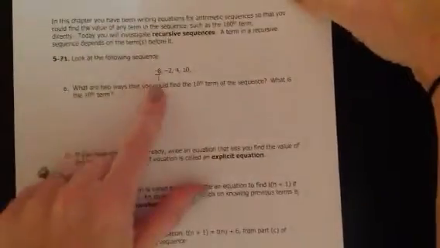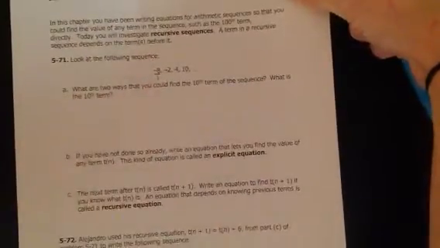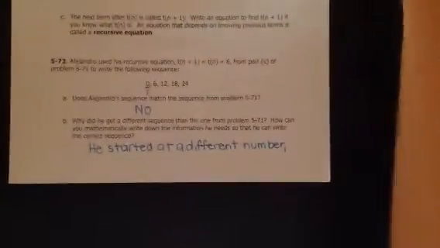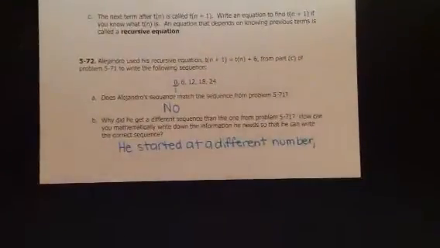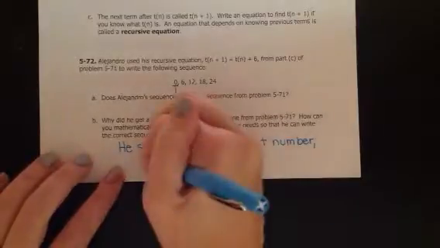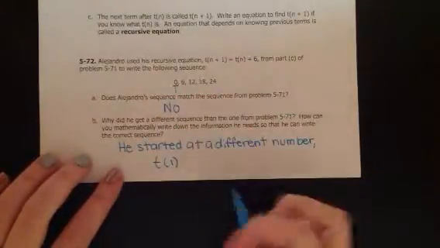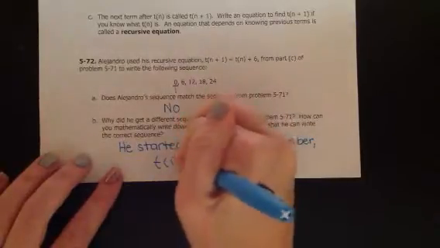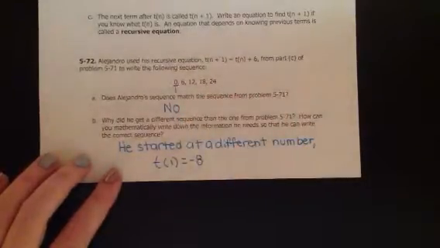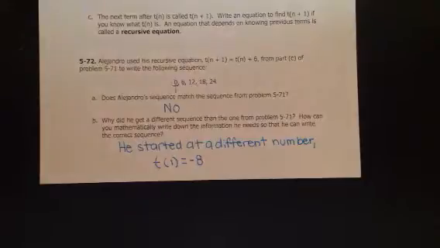So see how I put the 1 under it? That means it's our first term. All we have to do is tell them that our first term is -8, and how we write that is we say t of 1, so that means our first term, equals -8. So our starting point, our first term, is -8.